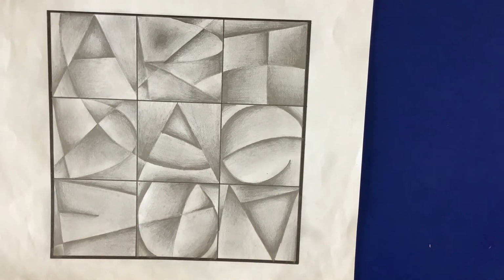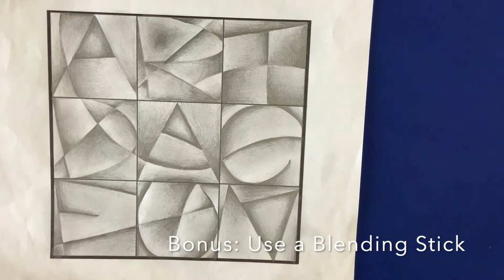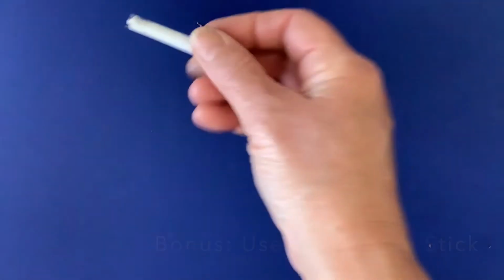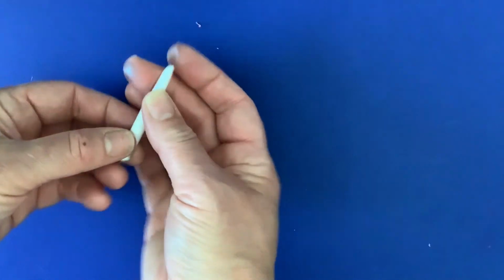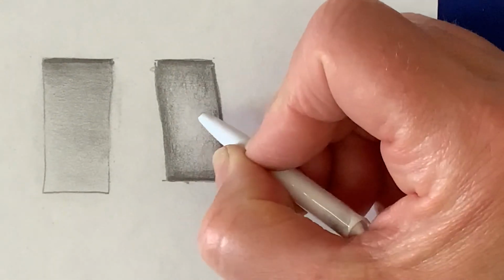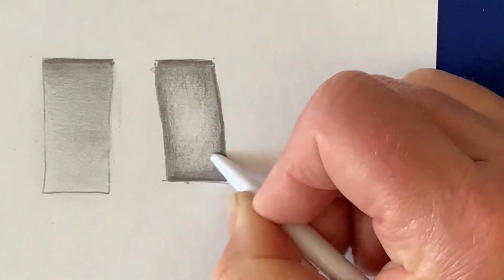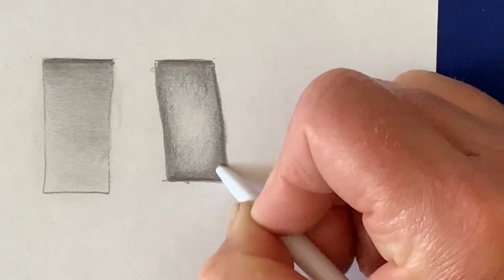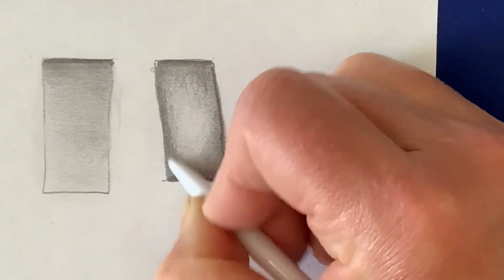One very, very last thing I'm going to mention is that I'm going to have a separate video showing you how you can create a blending stick. A blending stick is literally just a rolled up piece of paper, and it allows you to do blending, so instead of using a finger, you can get a little bit more precise with shading. They're also called tortillons, and it's just another tool to use.